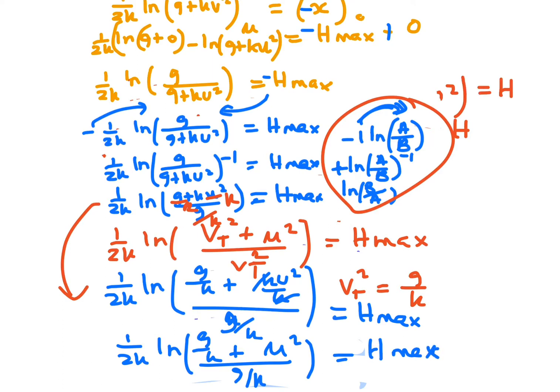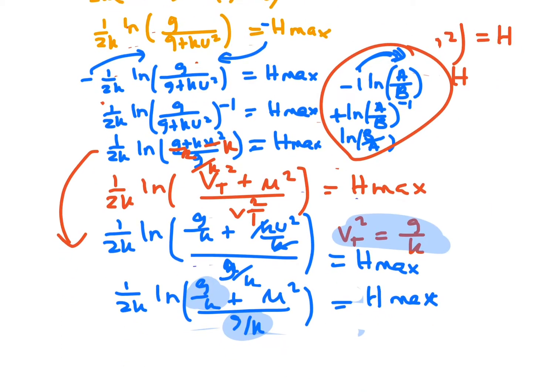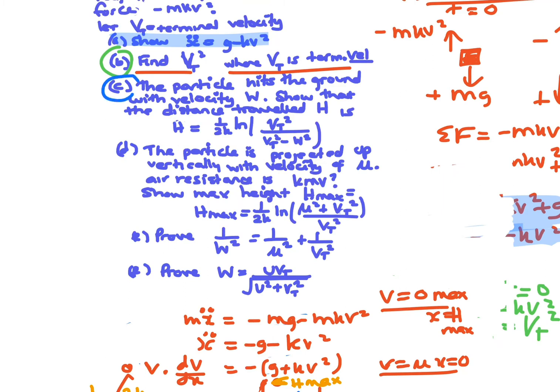And if you look at the g on k part, you can just replace it with vt squared, and then you're going to get your required result: 1 on 2k ln vt squared plus mu squared over vt squared, which is equal to h max. Okay, so now we've also done this. We've found that. We've found this.